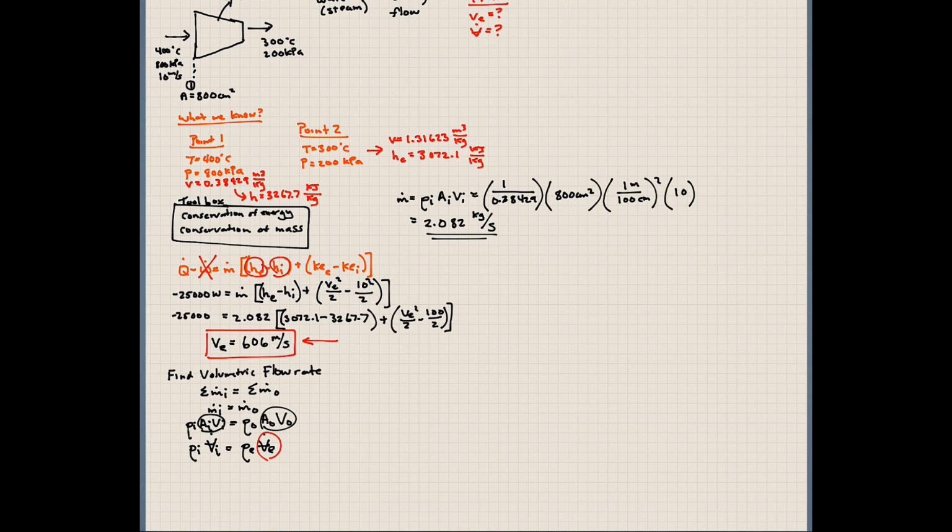So the density at the inlet we determined is 1 divided by 0.38429, which is 1 over the specific volume, times velocity at the inlet, which we know is 10, or volumetric flow rate at the inlet, which we can determine using our area, which is 800 centimeters squared, and I'll convert that 1/100 squared times 10, which is our velocity at the inlet, and all of this is equal to the density at the exit, which is 1 over our specific volume, 1.31623.